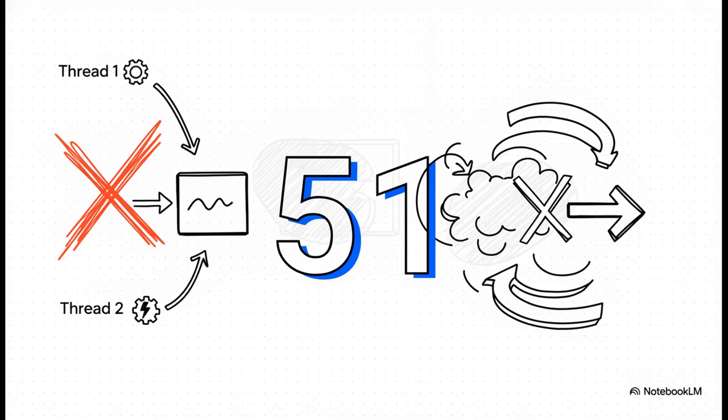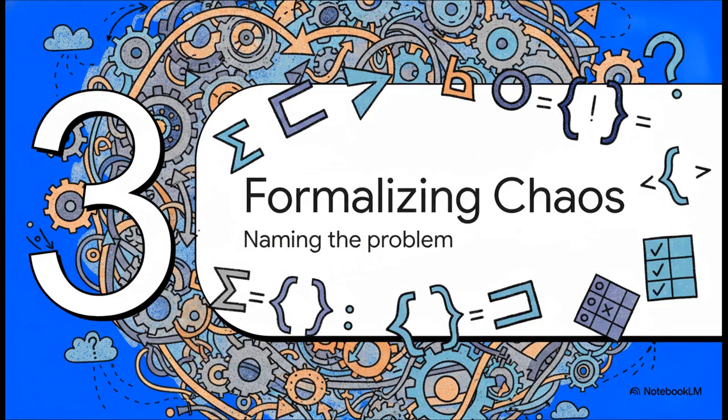An entire increment operation just vanishes into thin air, leaving us with a totally incorrect 51. Section 3. Formalizing the chaos. Let's give this problem a name.